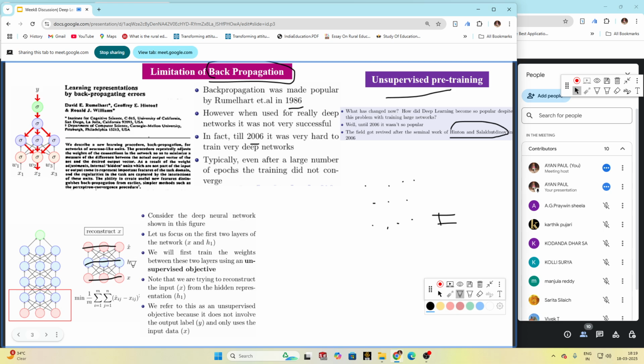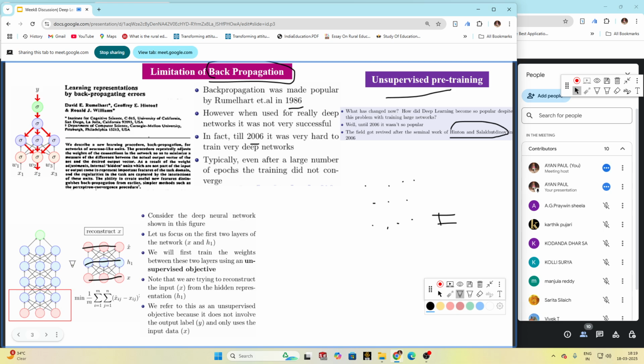So what we are ultimately doing is, earlier we were just initializing the weights. Now we are not initializing the weights. Our algorithm will learn some weights by this phenomenon. So this is the unsupervised pre-training.